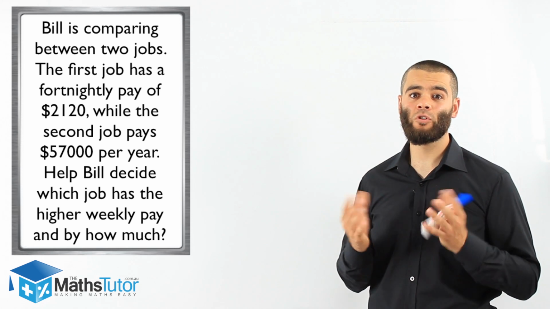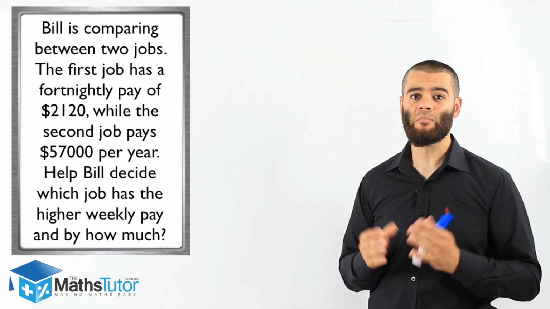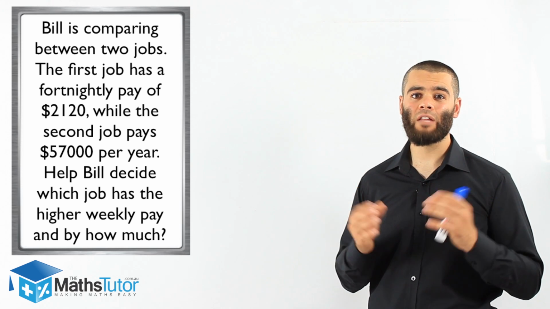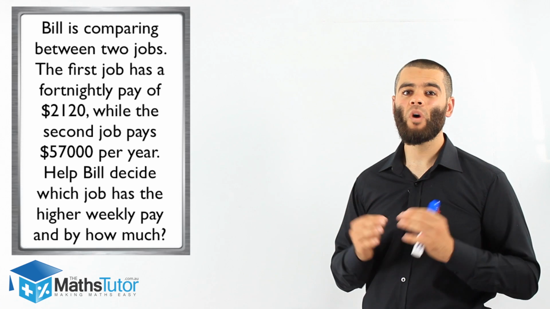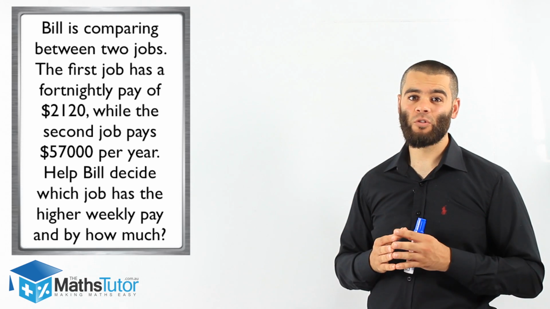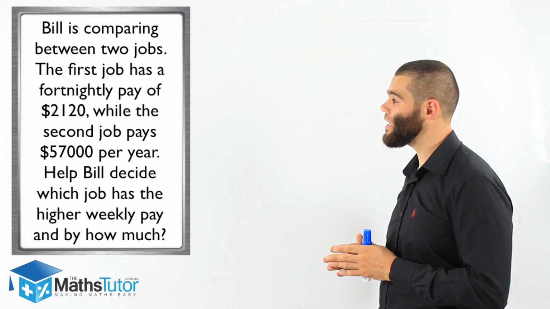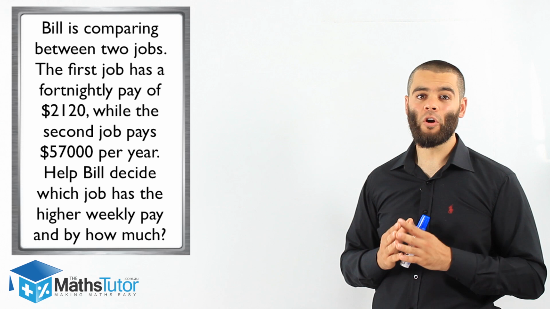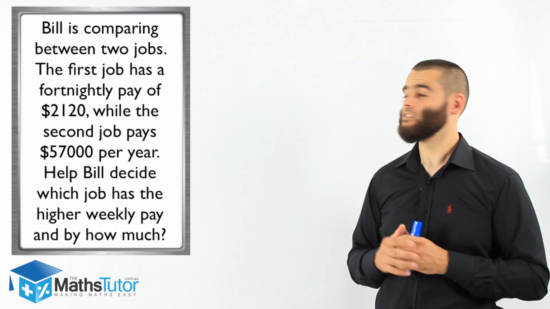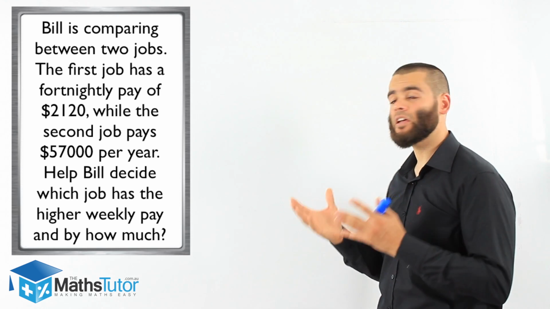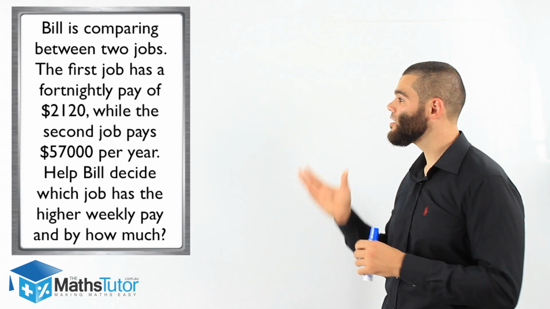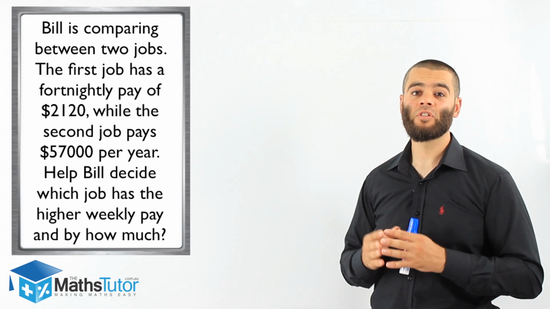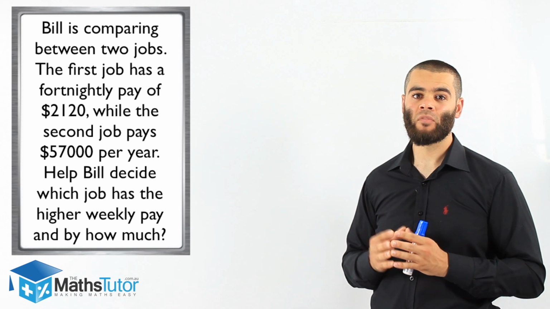Okay, so now we have two jobs. We're comparing. At times, you're going to see that you have two advertisements, two jobs, and you want to choose one of them. What do you do? Well, you need to compare. We can only compare when we convert both pays to per week. So change the fortnightly pay into a weekly pay, and the yearly pay also into weekly. That way we can compare each one.